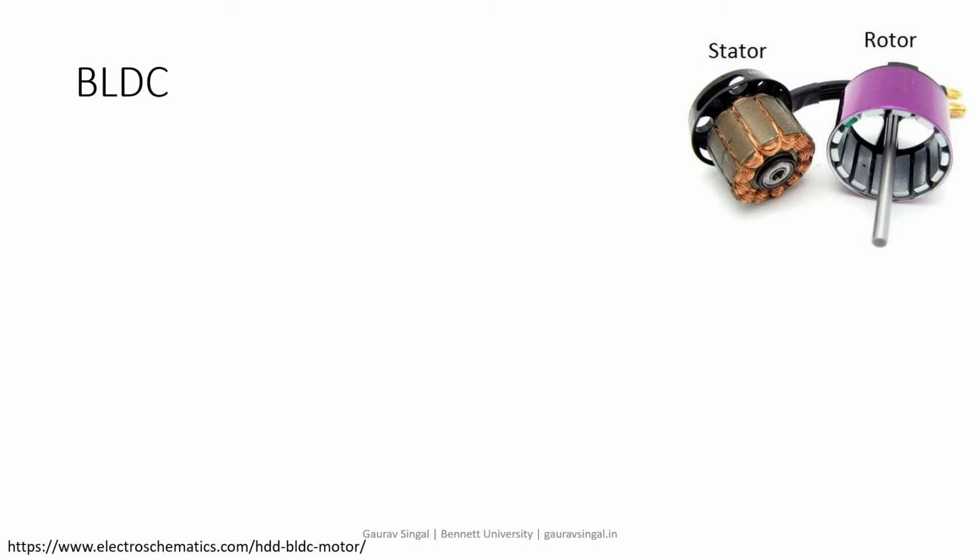So this is the picture of a BLDC motor. You can see this is the stator part and this is the rotor part. This outer part is rotating. In the rotor part there are no brushes. In the brushless motor, the rotor doesn't have any windings. It only has a magnetic field.